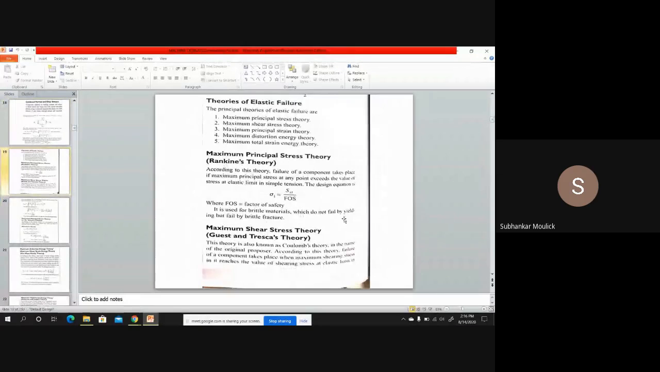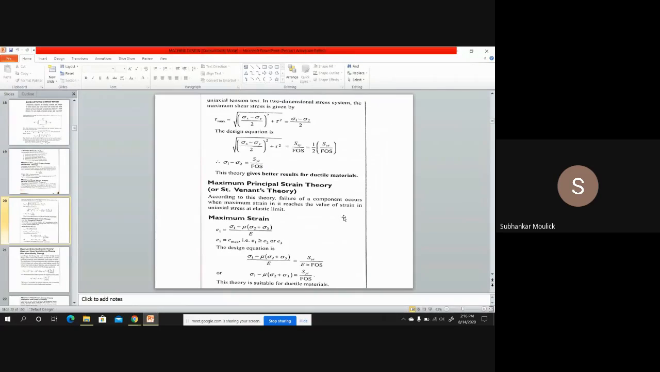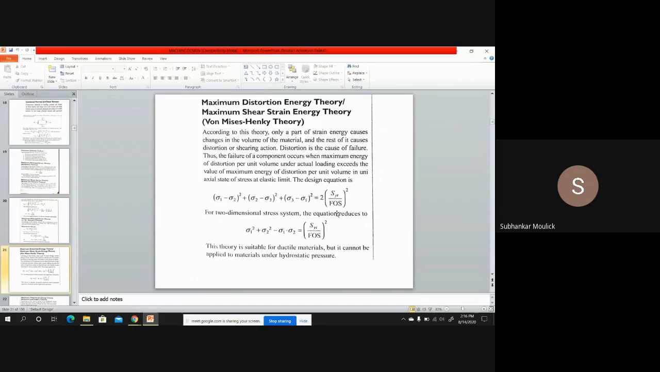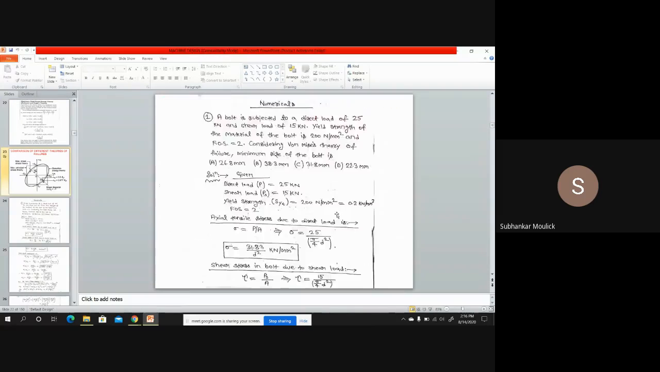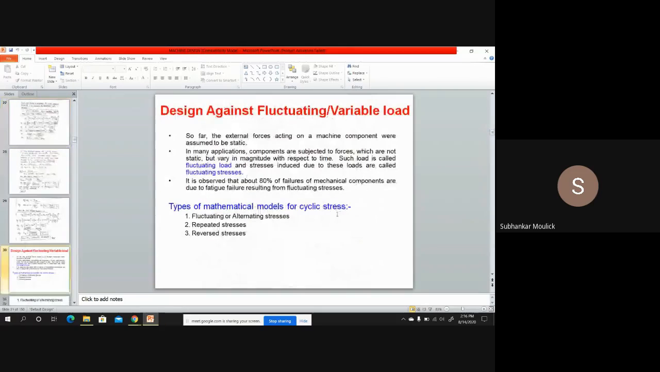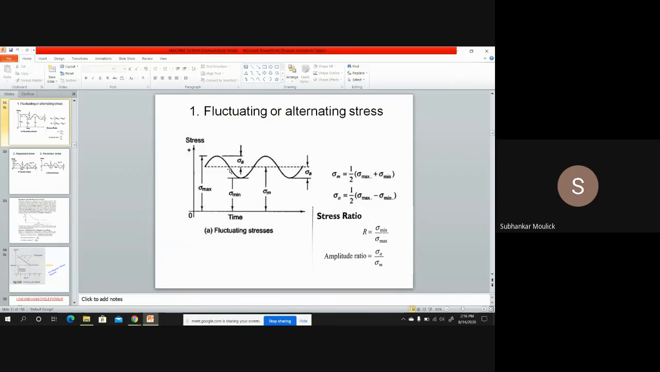So in the last class we were discussing the stress concentration part. We started our discussion with design against fluctuating load. We discussed what is fluctuating load, what is a fluctuating stress, different mathematical models for cyclic stresses, that is how a fluctuating stress will look like, what is the value of sigma m, what is sigma a.